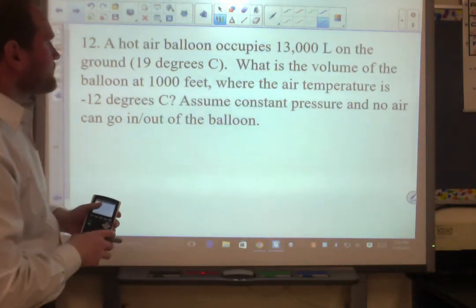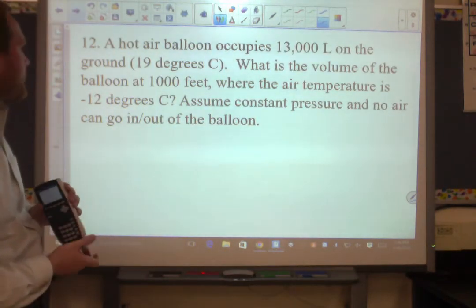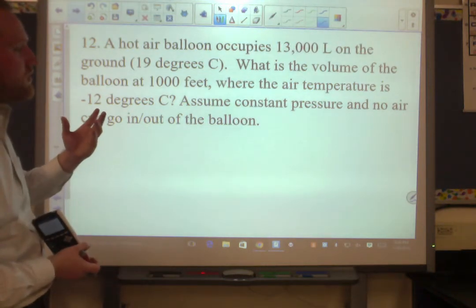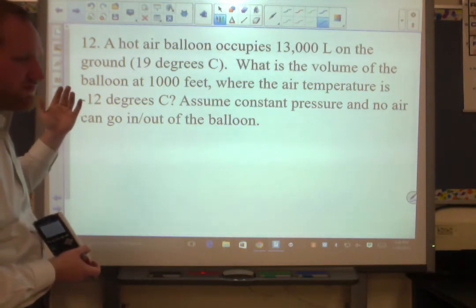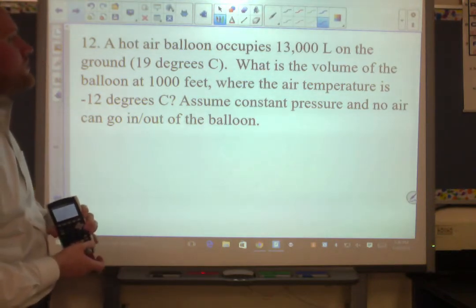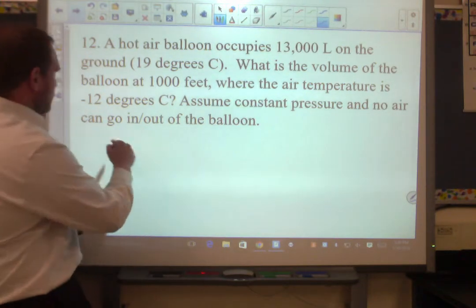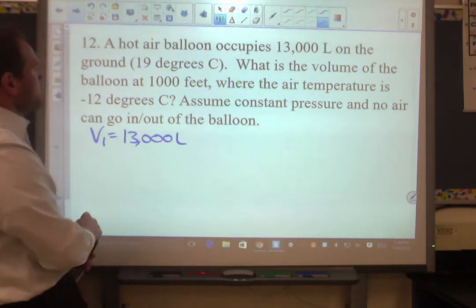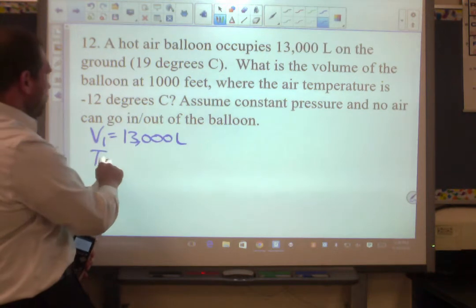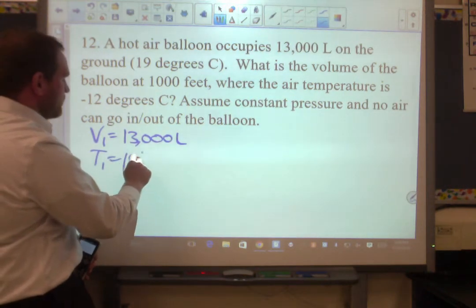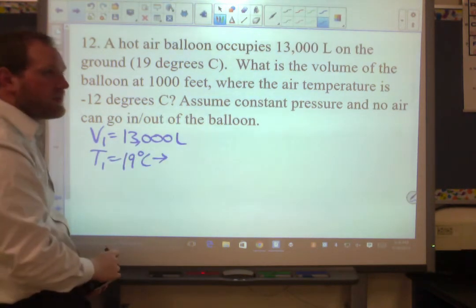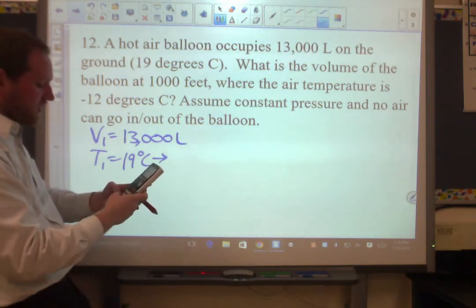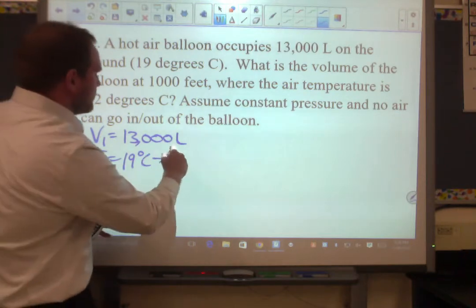Question 12. Hot air balloon occupies 13,000 liters on the ground. What volume? Okay, so this is going to be a combined gas law problem. So let's write what we're given. My V1 initial volume is 13,000 liters. My initial temperature, T1, is 19 degrees Celsius. You add 273 to that, 292. I don't trust myself. I've made so many mistakes. Yes, 292 Kelvin.